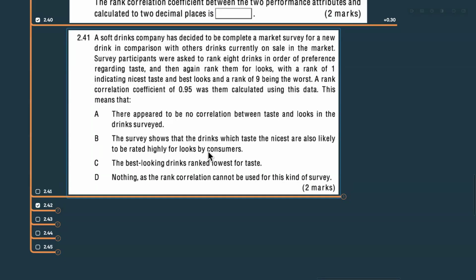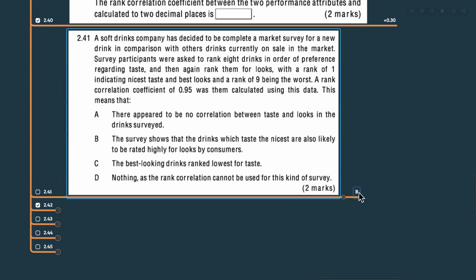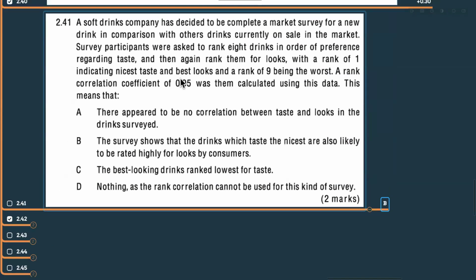B. Let's see. The best looking drinks ranked lowest for the taste, or nothing, as the rank correlation cannot be used for this kind of survey. The answer is going to be B, my dears, because 0.95 correlation coefficient means the survey shows that the drinks which taste the nicest are also likely to be rated highly for looks by consumers. That's what it is, plus 0.95 positive correlation.